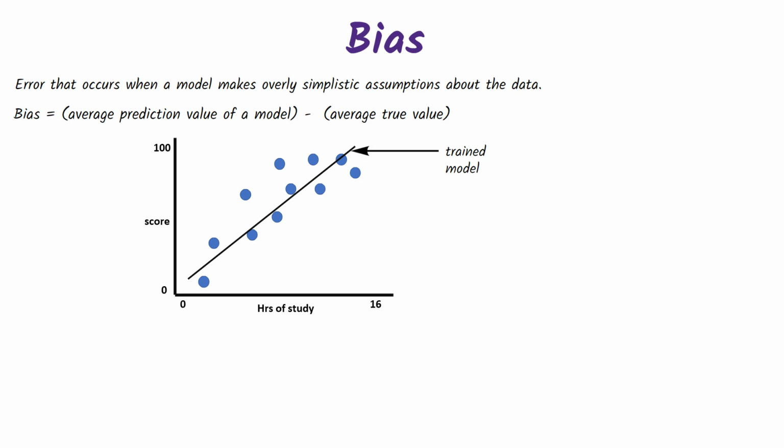Now let's try to test it with this data point. In this case, hours of study is 10. If we pass the data through the model, it will give a predicted score of 80, but the actual score of the data is 90. So the error between predicted and actual value is 10. This is what we call bias. Now if we calculate the average difference between all the predicted and actual outputs, we will get the overall bias of the model. Okay, so I hope you have got a clear idea of what bias is.